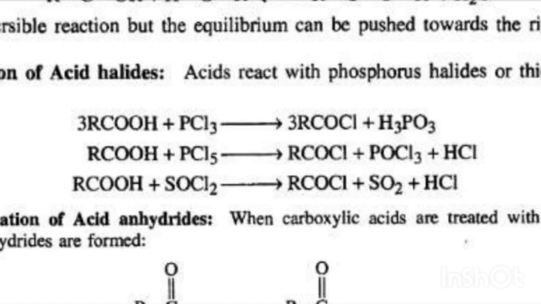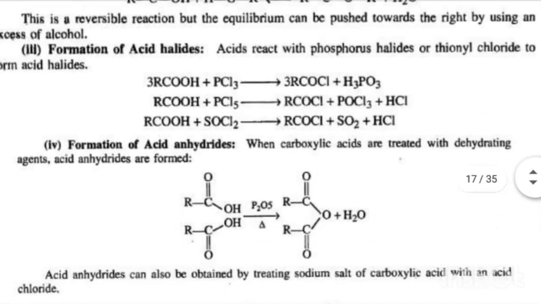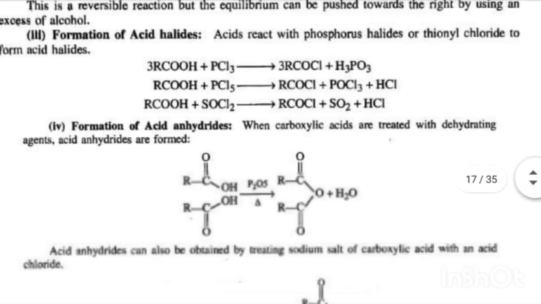In the second case, RCOOH, the carboxylic acid, reacts with PCl5, phosphorus pentachloride, and forms acid chloride along with phosphorus oxychloride, POCl3, plus HCl. In the third case, RCOOH reacts with thionyl chloride and forms acid chloride along with sulfur dioxide and HCl as side products. The fourth reaction of carboxylic acid is the formation of acid anhydride. When carboxylic acids are treated with a dehydrating agent like P2O5, acid anhydrides are formed.